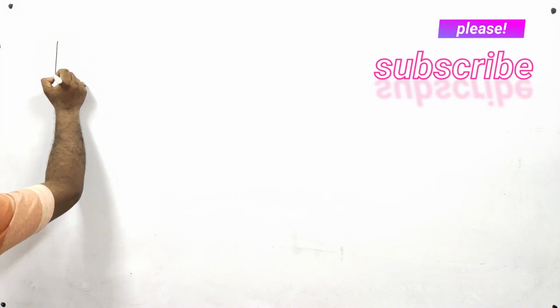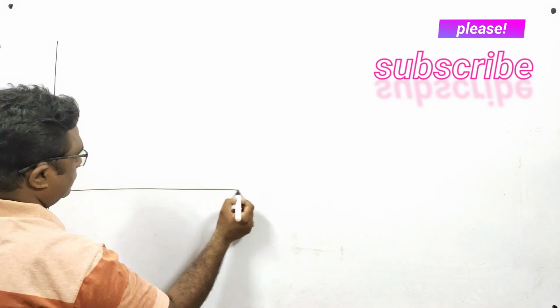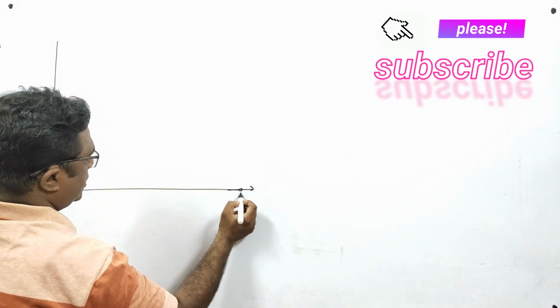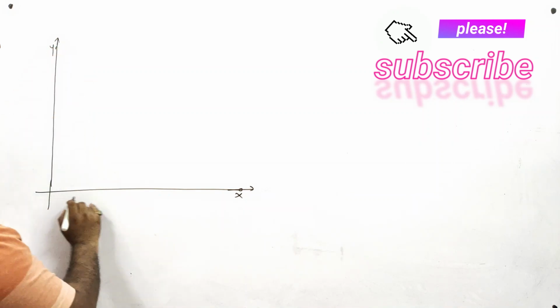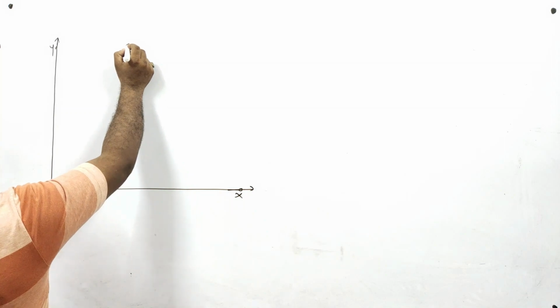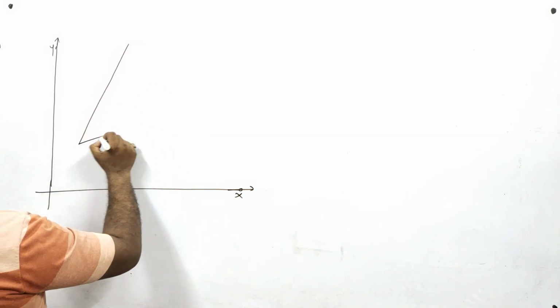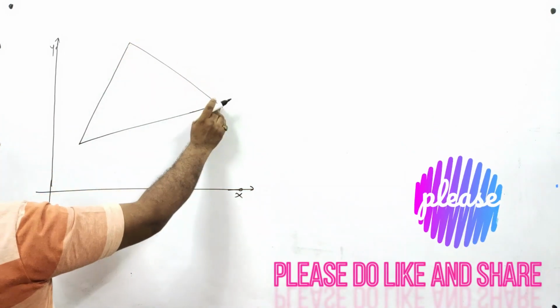First of all, I will draw a Cartesian plane. Cartesian plane means the plane generated by the x-axis and y-axis. Suppose it is the x-axis and it is the y-axis. Now let us draw a triangle, a random triangle. Suppose it is a triangle which I have drawn randomly.